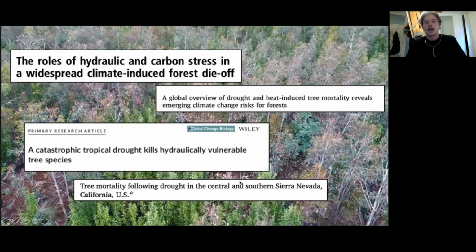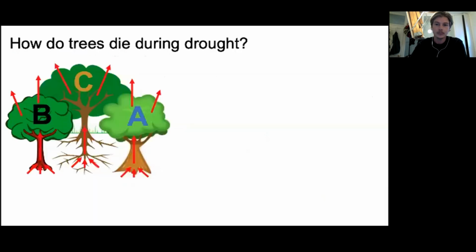Increased tree mortality has already been observed across forest communities globally, and this has been widely reported in many studies around the world. And it's widely accepted that the primary cause of tree death during drought is failure of the water transport system due to xylem cavitation. So, starting with just a quick overview of how xylem cavitation actually occurs.